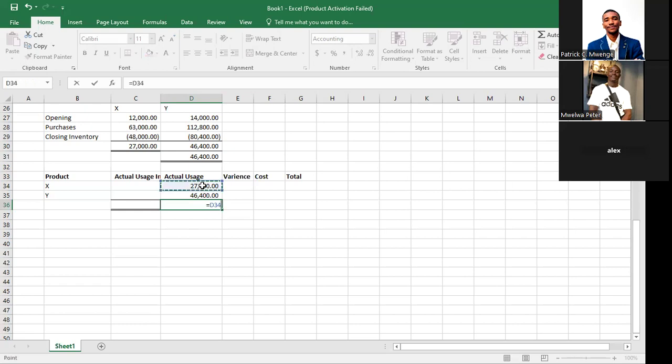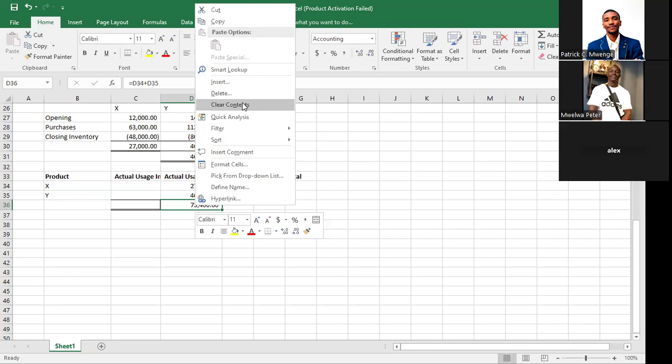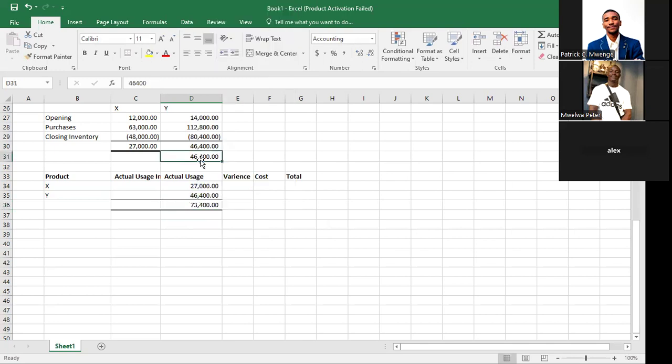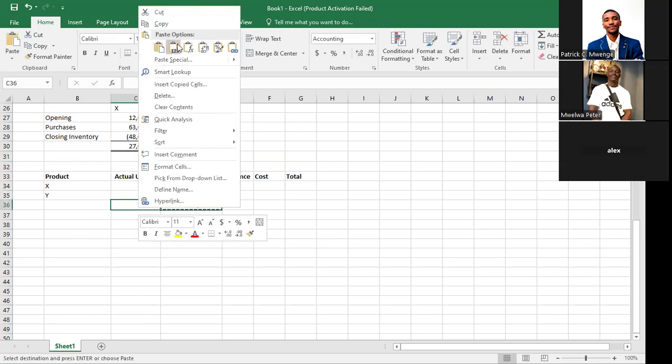Equal to this. What am I doing? So it's this plus that. This is supposed to be our total here, which is also supposed to be the same amount here. I think I just made an error, so it's just this plus that. So this is the amount that we need to have here as well, right?